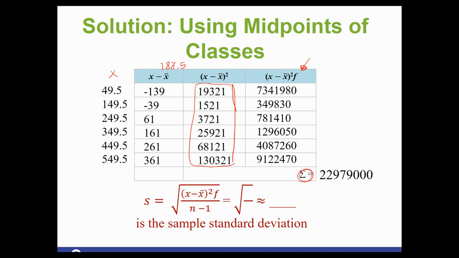So we get 22,979,000. That's your top number divided by n minus 1. N is our sample size of 1,000. So we're going to divide by really 999. So I'll throw that bar in there again. You're dividing, and then you're taking that square root. And this is your final answer. This is your sample standard deviation for a frequency distribution.